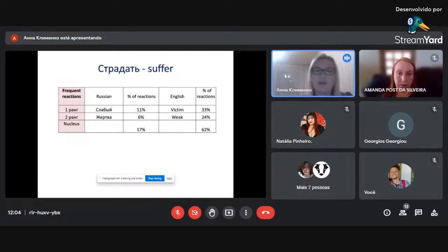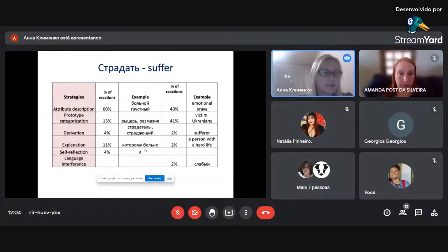The second group of verbs were different in form but similar in meaning. And the example is suffer, and we have similar страдать in Russian. And here we also see that the nuclear reactions are the same. However, their range is different. And again, the nucleus in the English associative field is more concentrated. If we look at the strategies, here we could say that such types of verbs have nearly the same strategies of association. I mean, attribute description, prototype categorization, derivation, explanation.